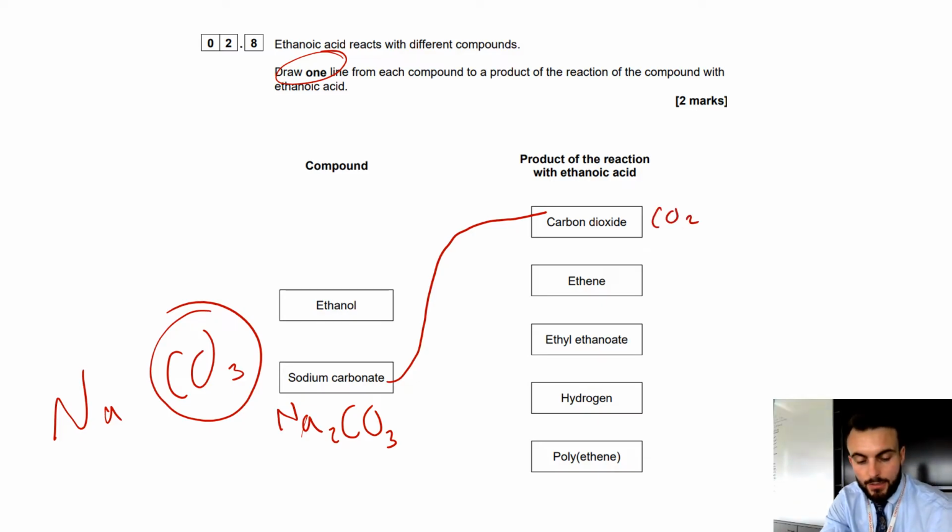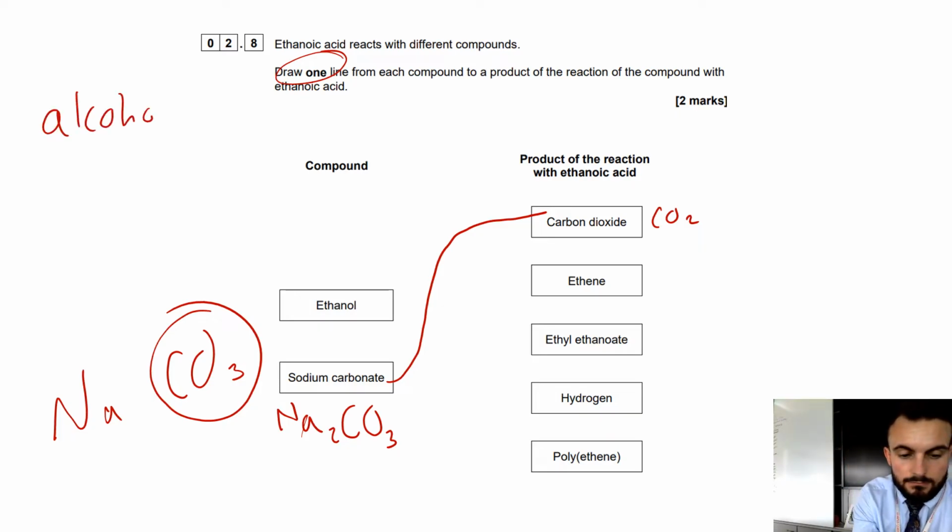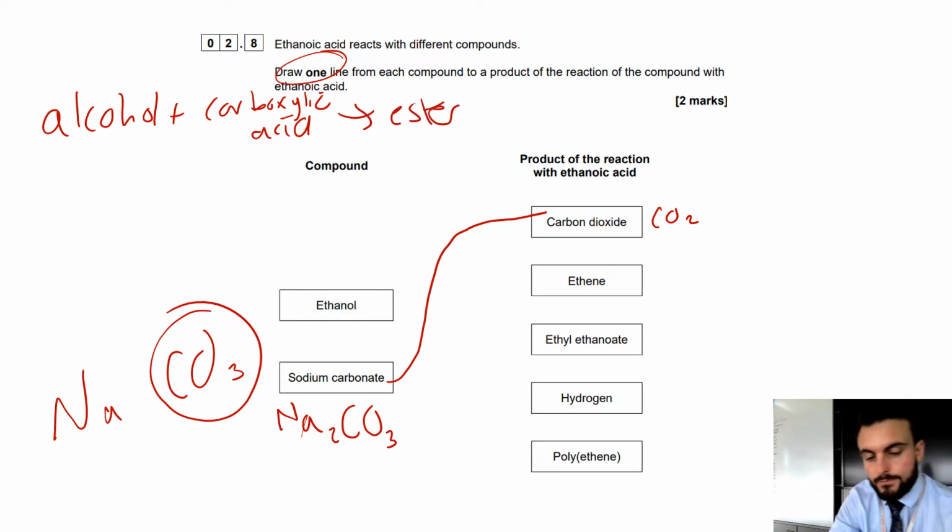And then the other one, ethanol reacting with ethanoic acid. If you react an alcohol with a carboxylic acid, you get an ester. Which one of these is an ester? That's a polymer, it's not that one. That's obviously not an ester. That's an alkene. It's ethyl ethanoate.